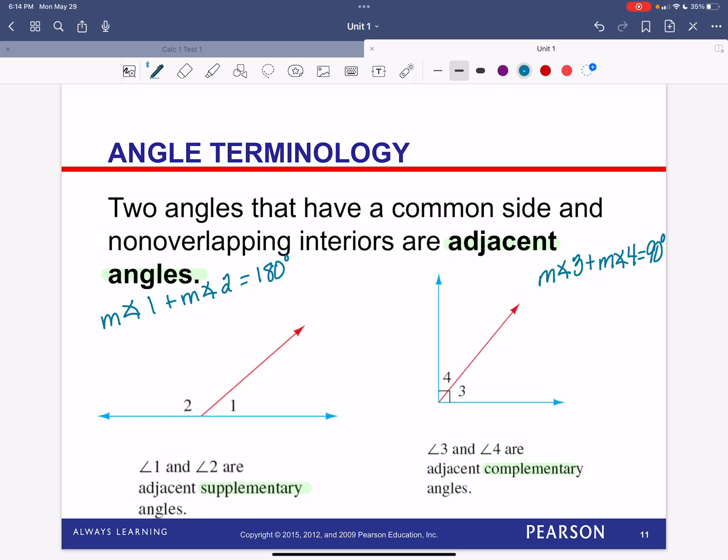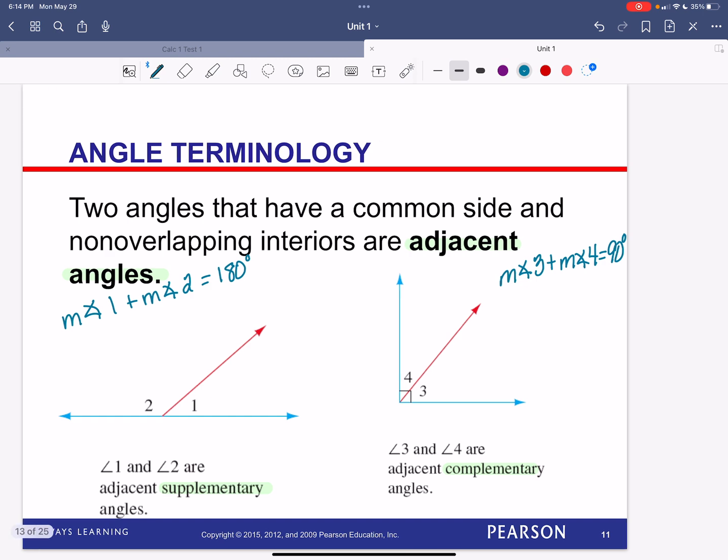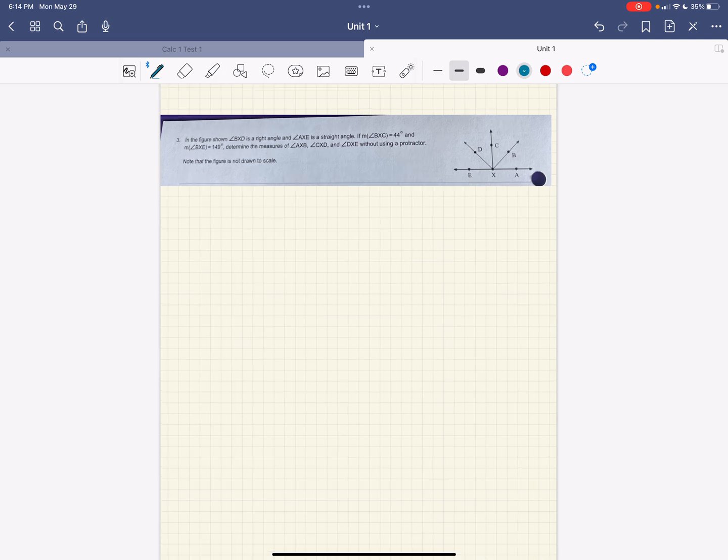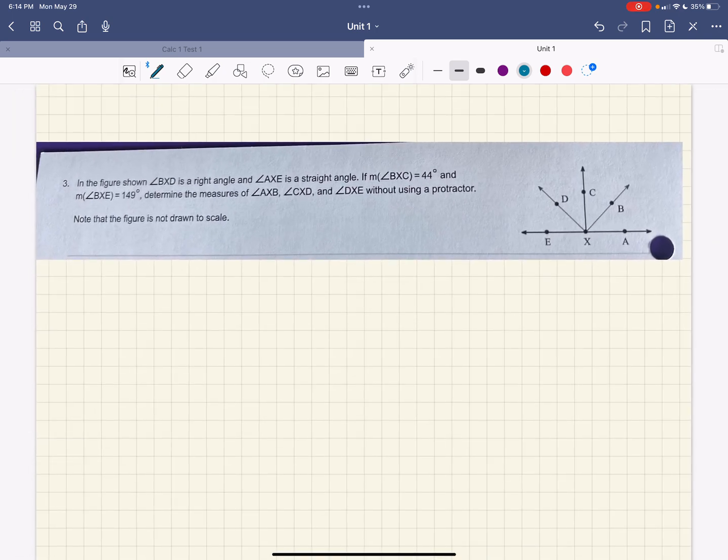The next angles that we're going to look at, we're going to do an example. Here is an example, something similar to what you will see on your homework or might see on your quiz. It says, in the figure shown, BXD is a right angle. Now remember, a right angle means 90 degrees. Angle AXE is a straight angle, and that's 180 degrees.